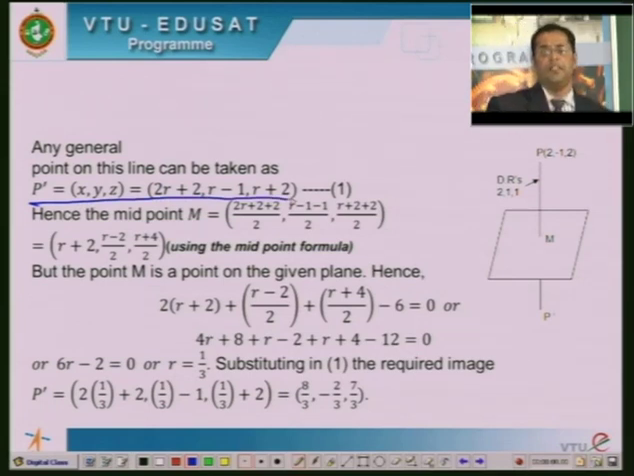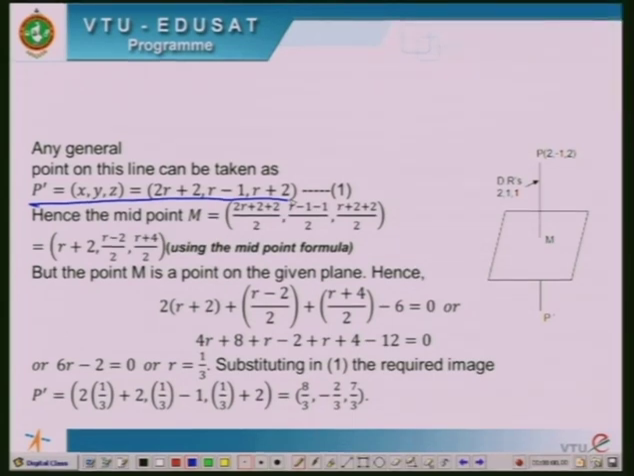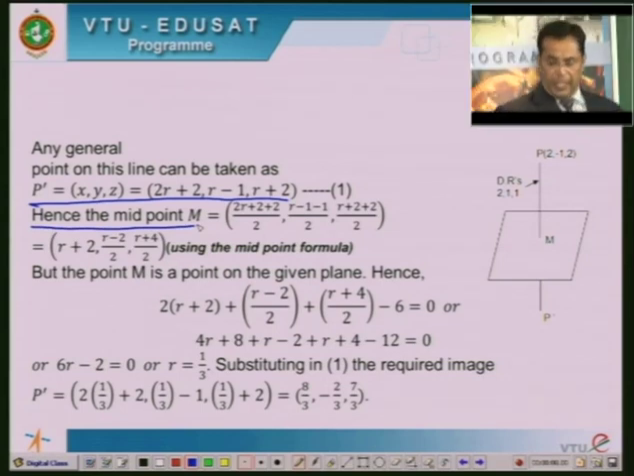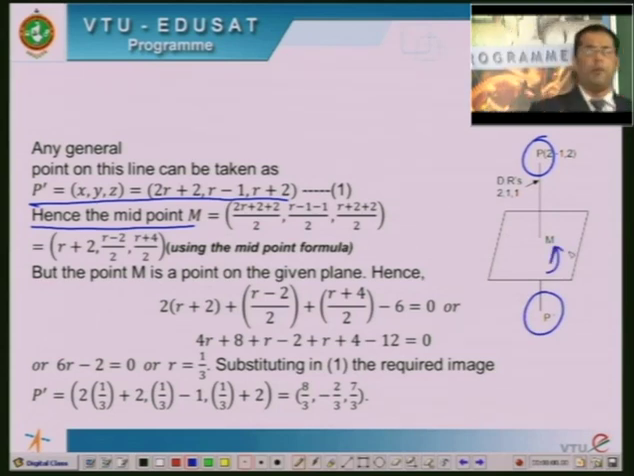But what is the condition for this P dash? P dash is such that it is equidistant from the point M with respect to the point P as well as P dash. That is, P is equidistant from M as is P dash to M, or equivalently, the midpoint M is the midpoint of the line P P dash. So once you have the coordinates of P and the coordinates of P dash, it should not be difficult to find the point M, because it is the midpoint.